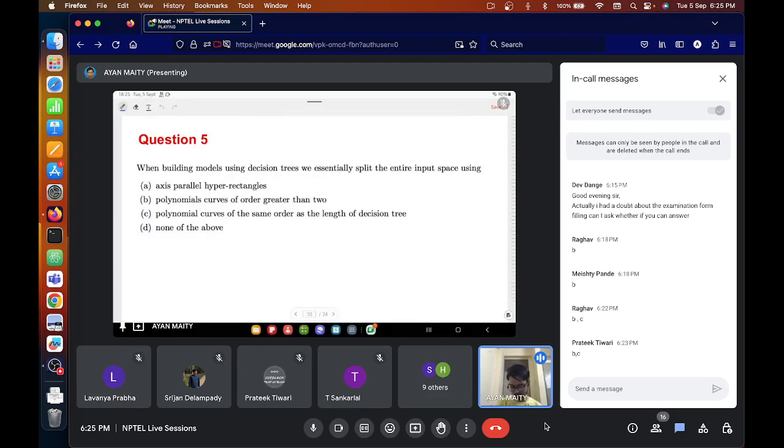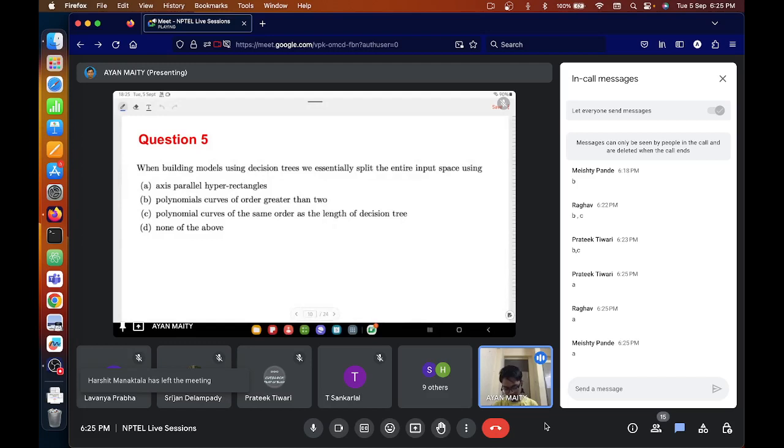Now question 5. When building models using decision trees, we essentially split the entire input space using, there are 4 options: axis parallel hyperrectangles, polynomial curves of order greater than 2, polynomial curves of the same order as the length of the decision tree, and none of the above.